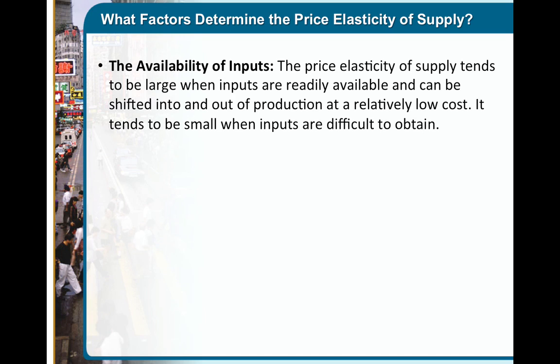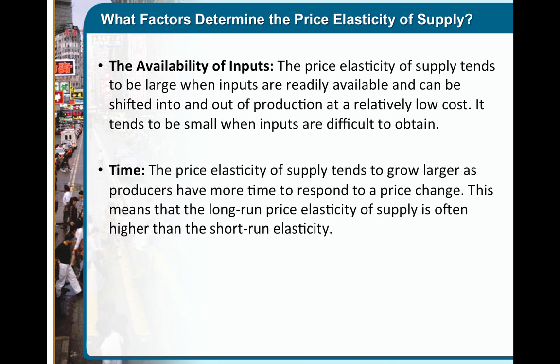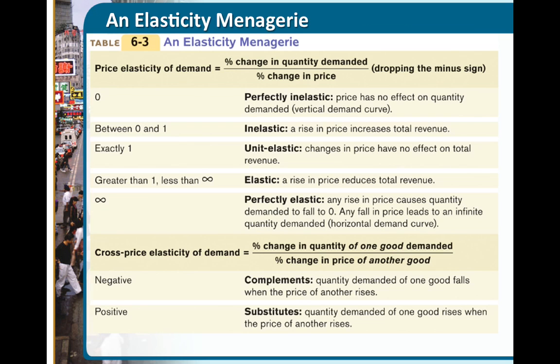So the availability of inputs, if the inputs are readily available and can be shifted in and out of production at a relatively low cost, is one determinant. Time, the elasticity tends to grow larger as producers have more time to respond to a price change. They can more, in the future, over a span of 10 years, combine more factories, for example. They can't really shift production over the course of a month. So the elasticity of supply in the long run is much higher than the short run.